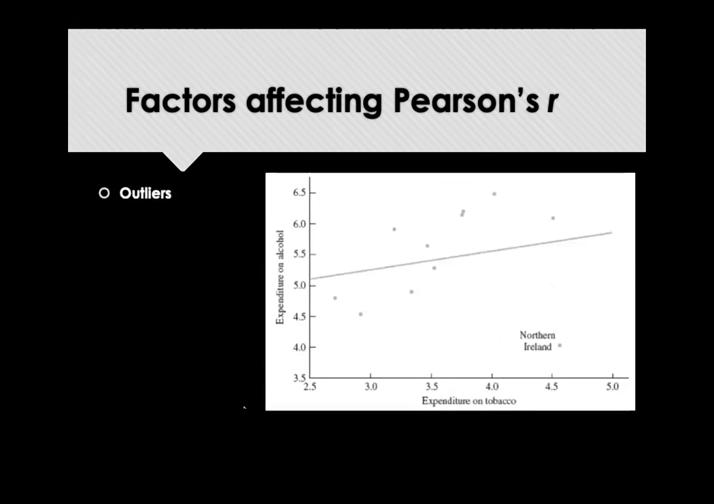Another factor affecting Pearson's R is outliers. And this is a really good example. Your book gives another really good example, so take a look at your textbook as well on this one.